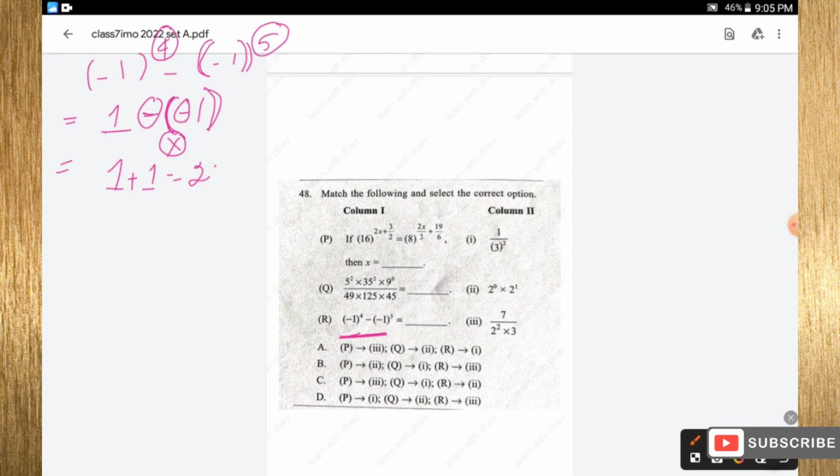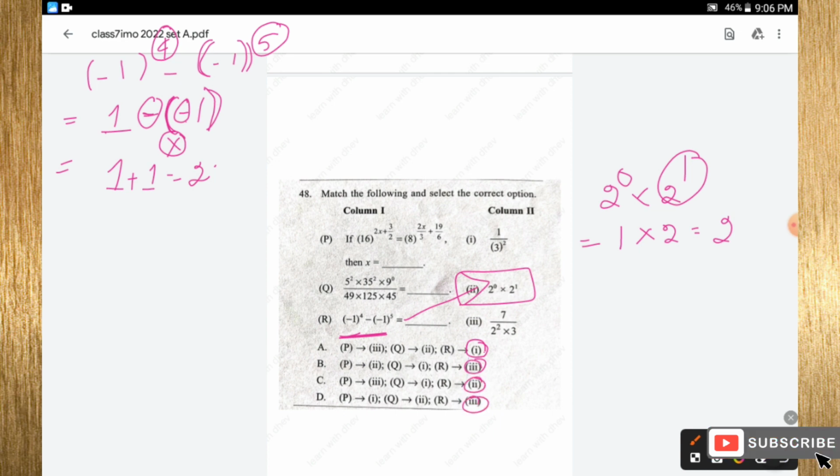So just move on to column 2. See here, 2 to the power 0 into 2 to the power 1. Anything to the power 0 is 1. Then 2 to the power 1 is 2. So the answer is 2. So R is matched with option 2 in column 2. Okay. So what you have to do is just move on to the options. Which option holds the right answer for R? Here 1, here 3, here 2, here 3.